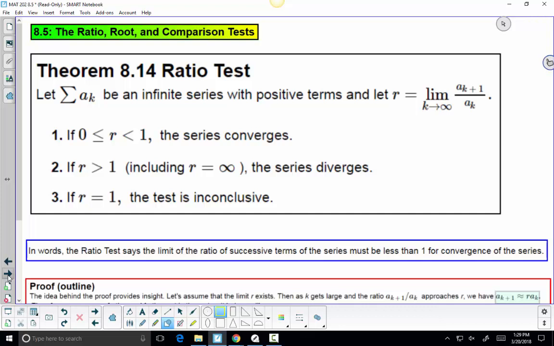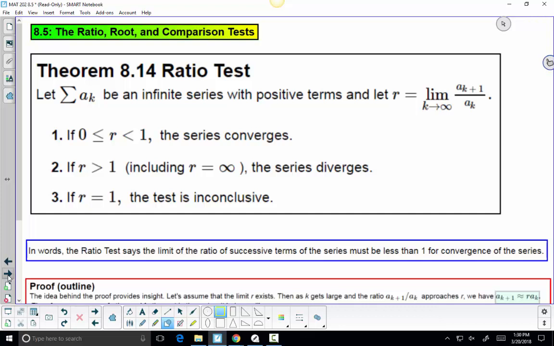Now, the one thing that's different is with a geometric series, your r value could be positive, could be negative, it didn't matter. Remember that with a geometric series, we said that we had convergence if r was between negative 1 and 1, excluding the endpoints. All right, so that's for a geometric series. With the root test and the ratio test, one thing we're going to assume is that our series has positive terms. So we're going to take away the possibility of having negative terms in our series. So we're only dealing with positive terms.